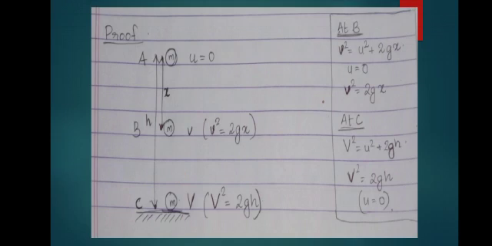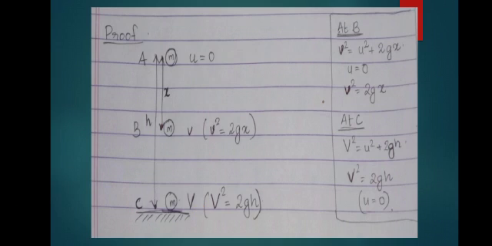Now at position A, the body is at rest. That means the velocity at this position will be what? 0. So we can represent u is equal to 0. Now let us consider at position B the velocity of the stone be small letter v, and at position C the velocity of the stone, let it be capital V.